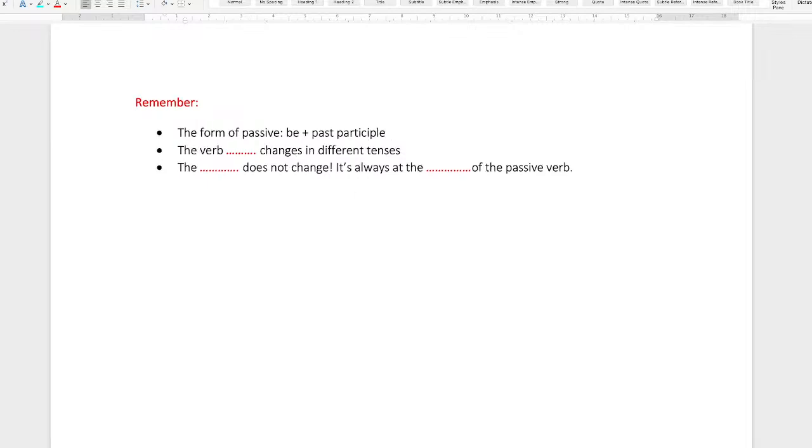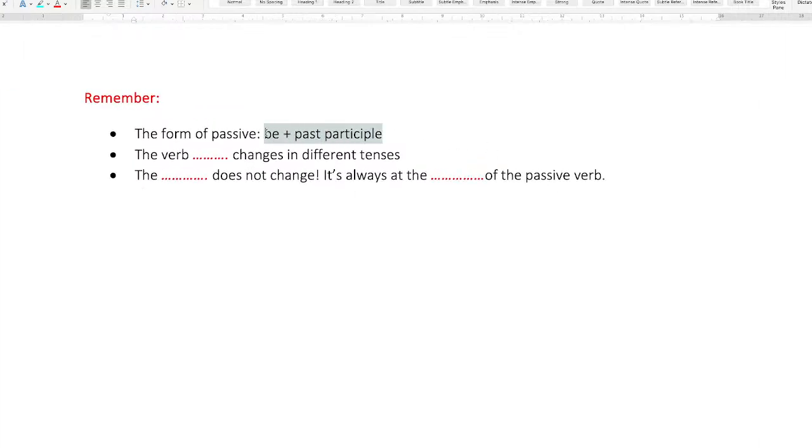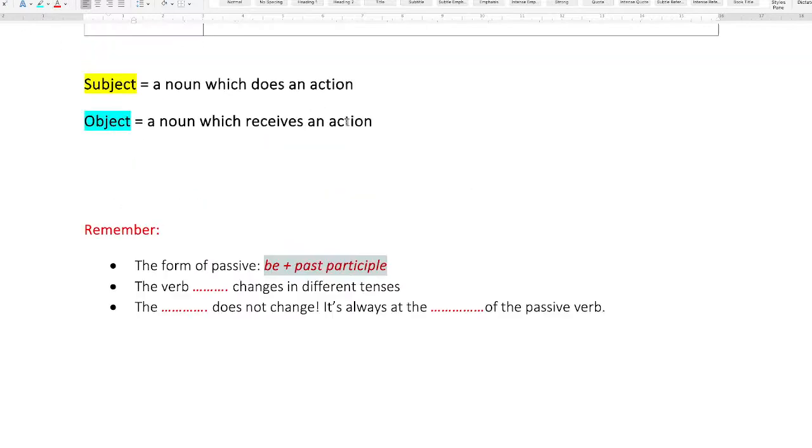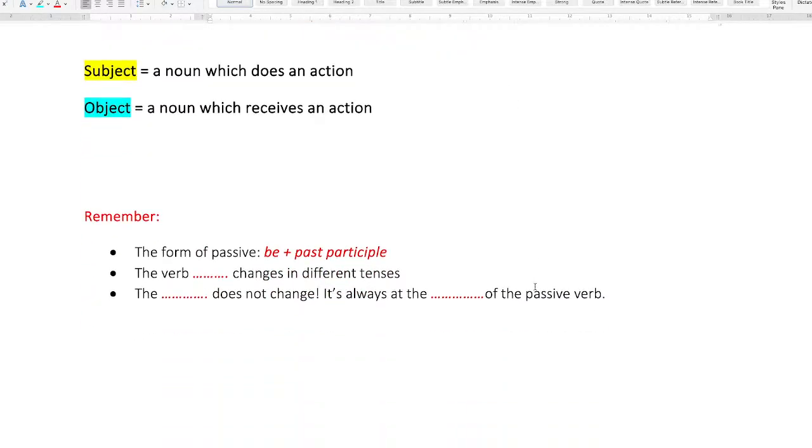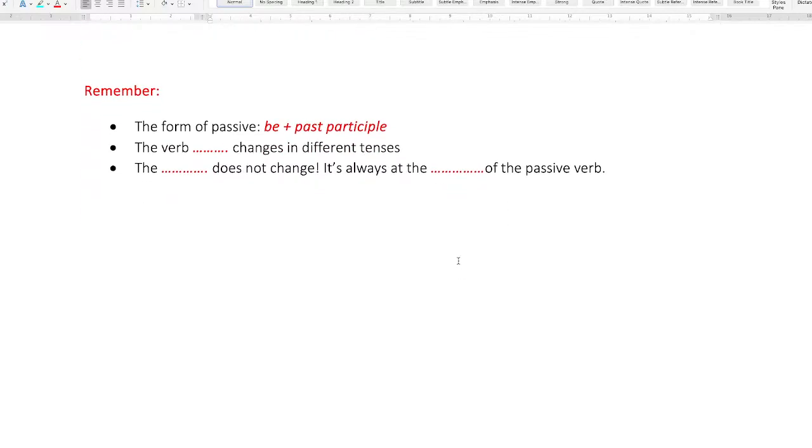Okay, let me make this a bit bigger. That is how we make the passive. Notice up here, was broken. That's the verb to be plus the past participle. Most people know this, I think. If you don't, you need to do some more training.